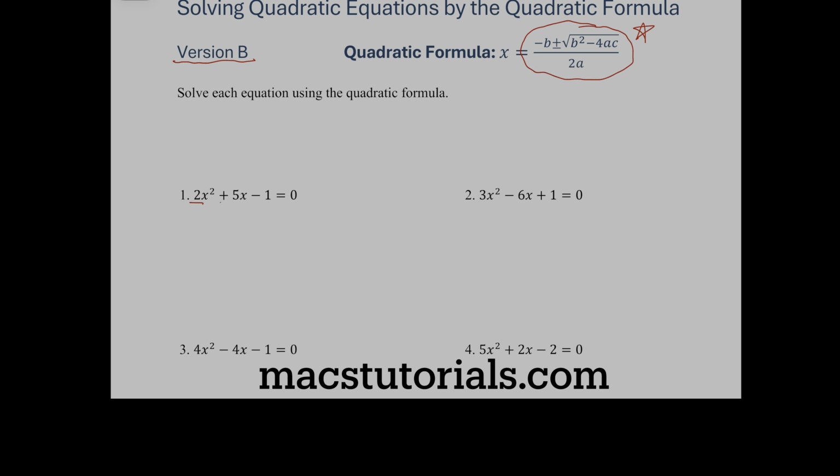Remember, the a is in front of the x squared, the b is what's in front of the x, and the c is what's floating out. So my a here is going to be 2, my b is going to be a 5, and my c is going to be a -1. Make sure you use the sign.